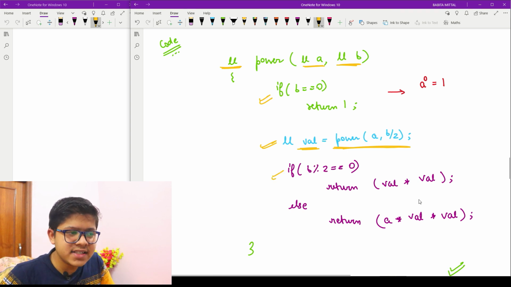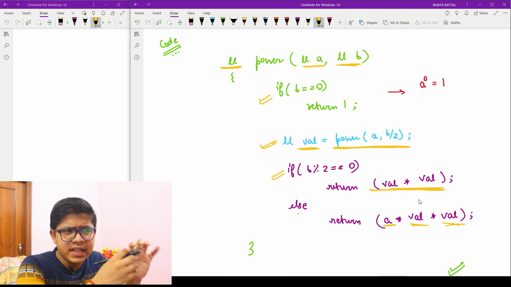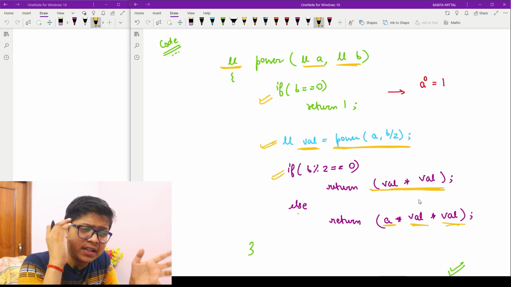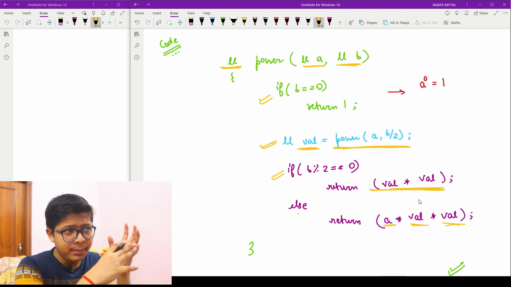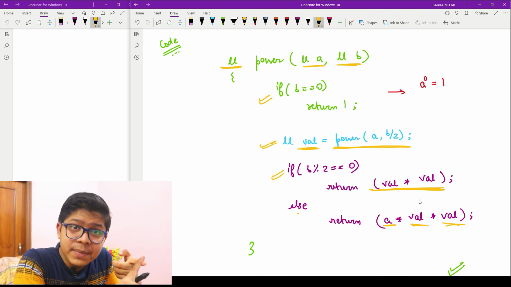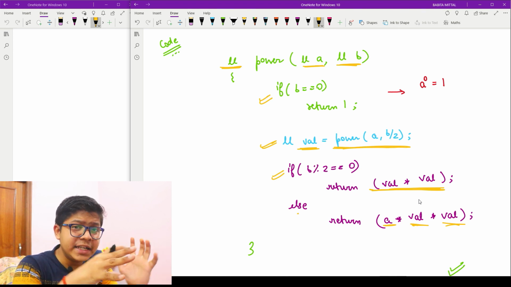Then I will just say, if b mod 2 is 0, then I will return val into val, and else I will return a into val into val. Now, if you are not much familiar with recursion, it would be a bit tough to realize how it is actually working. But in the last video, and in the DP video as well, I have shown you how recursion works and a bit of intuition for that.